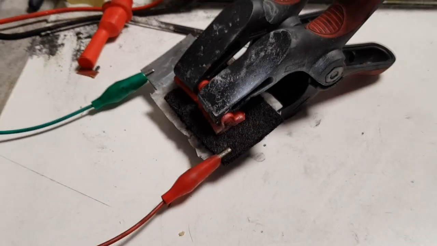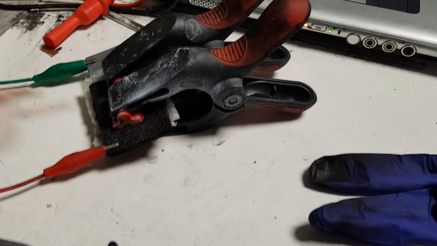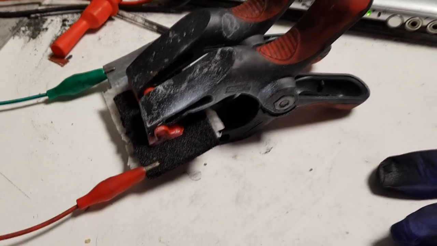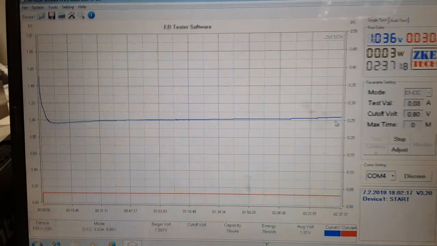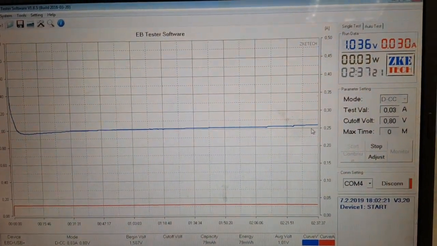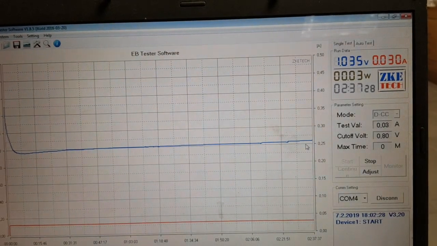But I think that the connection is not really good. Next time I need to connect some copper. I don't know where I have my copper. Yeah, something like this. I need to connect this to make greater connection between the electronic load and the battery. But the data is impressing. Never ending battery.